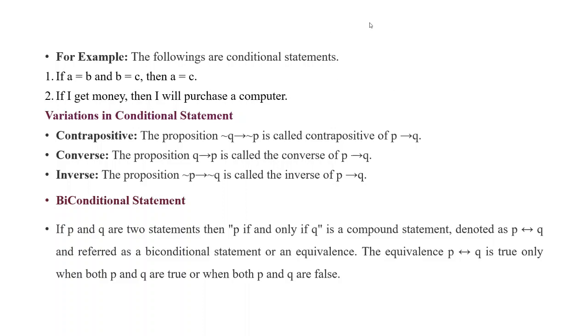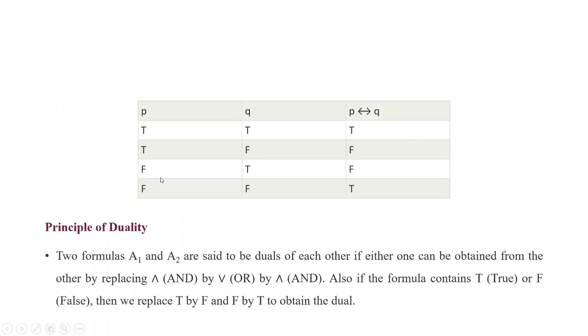Then biconditional statement. If P and Q are two statements, then P if and only if Q is a compound statement, referred to as a biconditional statement or an equivalence. The equivalence P if and only if Q is true only when both P and Q are true or both P and Q are false. This is the truth table for this one.